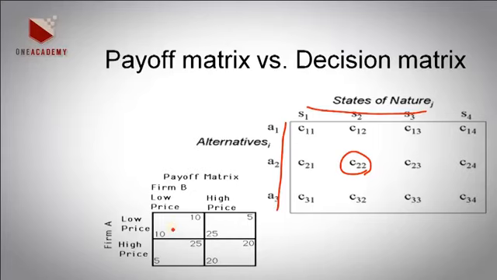The payoff matrix used in game theory actually is a bit different. Each cell actually consists of two numbers, two outcomes. One of the outcomes is for the decision maker A, and the other is for the decision maker B.